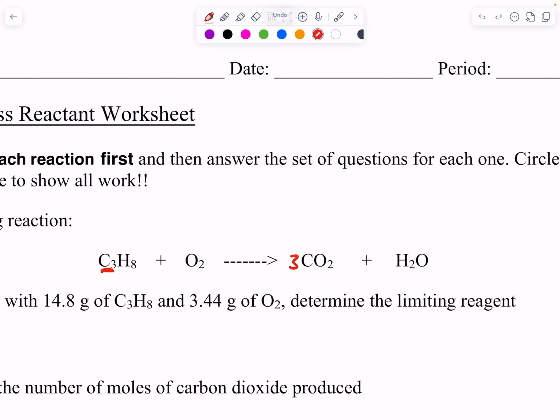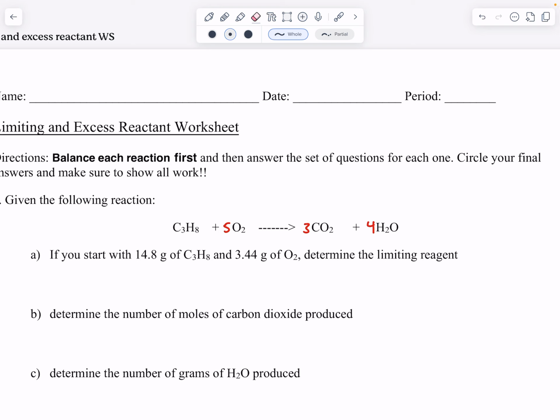I actually think we already balanced this one in class, but I'll just finish it. Okay, hydrogen, H8, I have 8 of them over here, so I need 8 of them over here. So I'm going to put a 4 in front. This changes my oxygens to 4 here and 6 here, making it 10. So I just put a 5 in front of this, and there's my reaction balanced. Okay? Perfect.